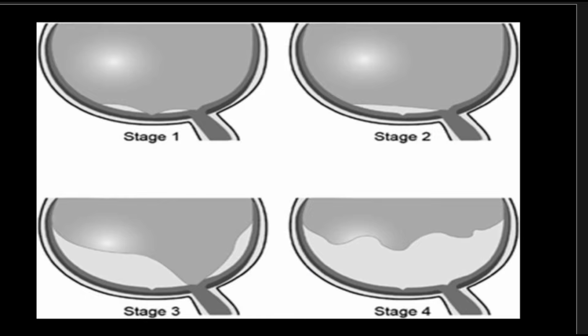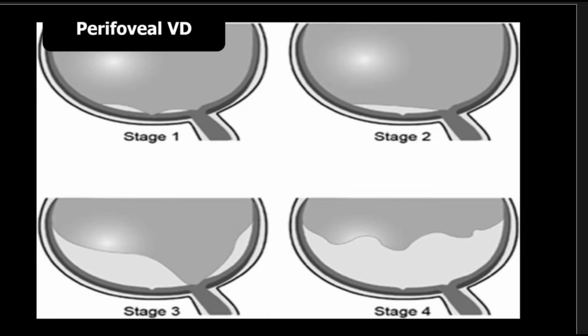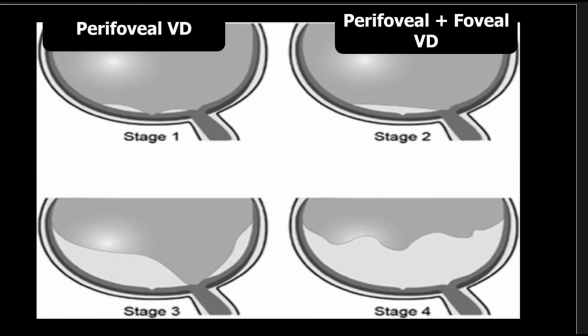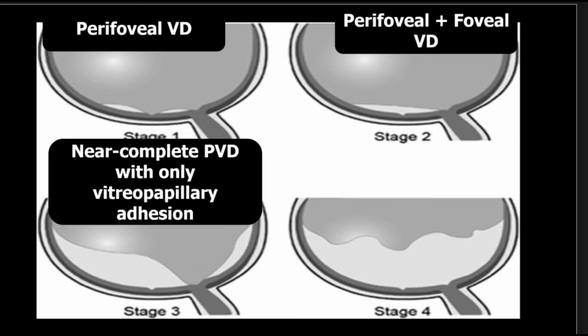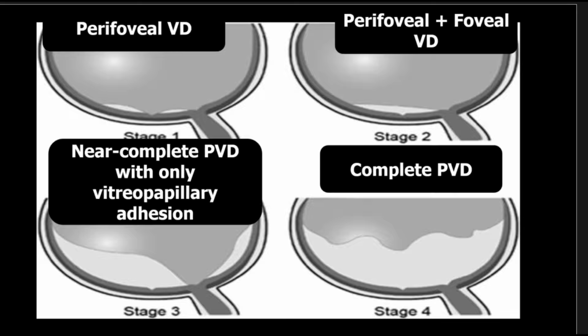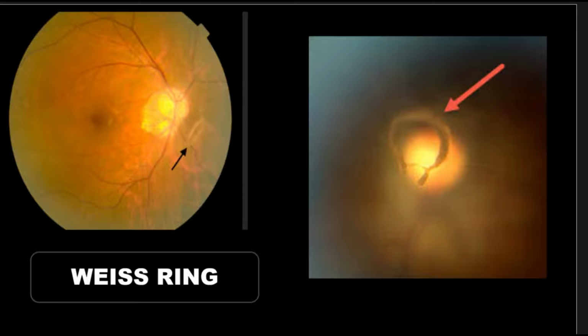So again, summarizing the stages, stage 1 is when you have just the perifoveal vitreous detachment. Stage 2 is when the foveal vitreous detachment has also occurred. Stage 3 is near complete or near total PVD with only vitreopapillary adhesion. And stage 4 is complete posterior vitreous detachment, right? And how do you identify complete posterior vitreous detachment clinically? The complete PVD can be confirmed clinically with the observation of this ring that you see over here.